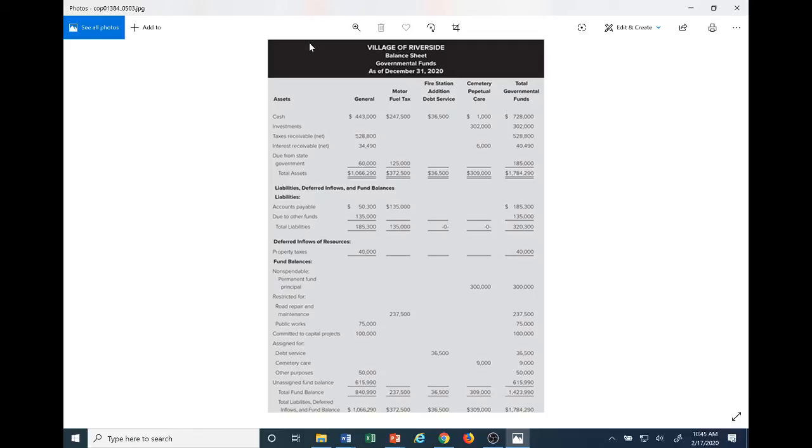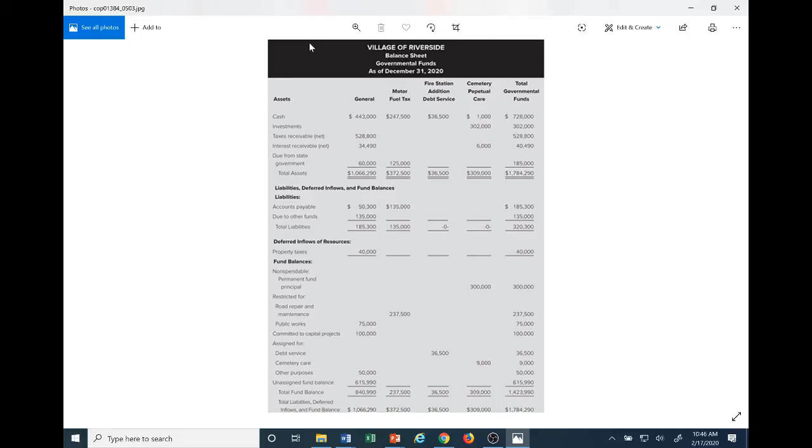It says Village of Riverside balance sheet, governmental funds as of December 31st, 2020. So it's a balance sheet with an as-of date, just like we're used to seeing. Next, we start with assets, right? Remember, it's assets plus deferred outflows of resources. And then on the liability side, it's liabilities plus deferred inflows, remember? And then we have fund balance, which is going to be your different ones, right?